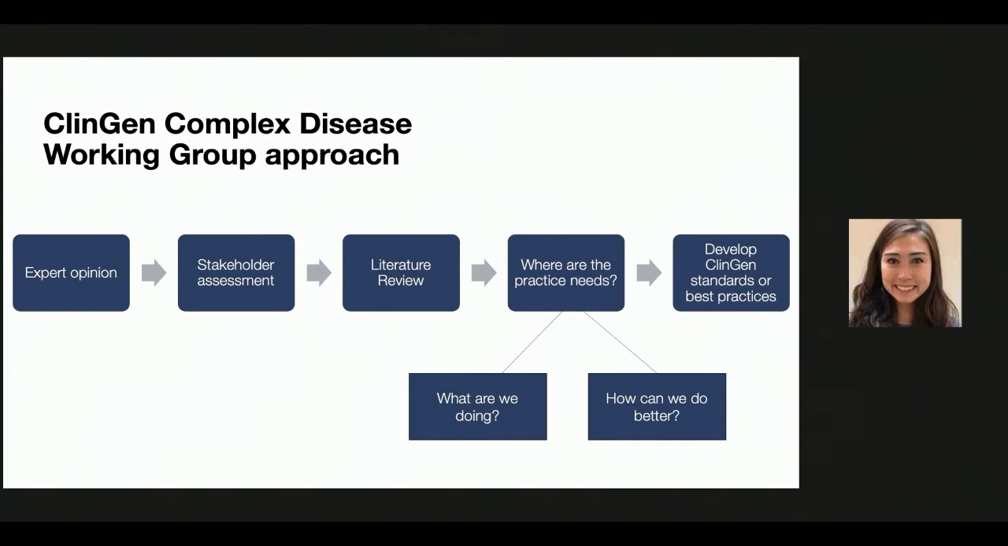So at a very high level, what our group has been trying to strike is this balance between expert opinion and grounding ourselves in prior literature. We really want to develop a consensus, build it on collaboration, and reduce the redundancy in the effort.